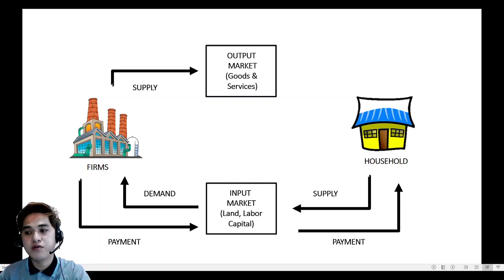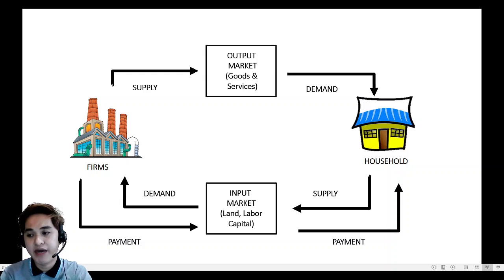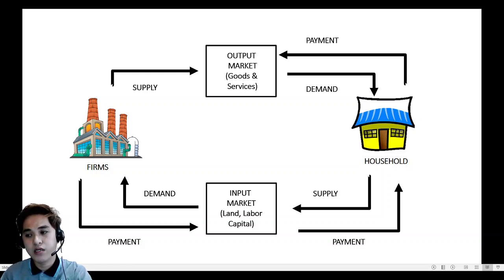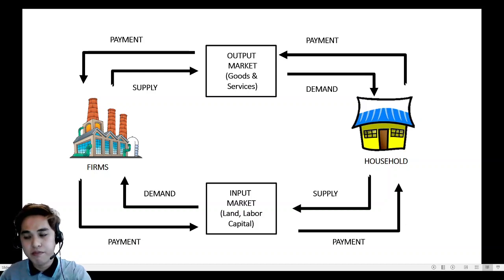Now, once the input turns into output, the firms will supply it to the output market, where in the same output market, the consumer will demand goods and services, or the final output for consumption. So in return for getting that final output, now the household will pay for those goods and services from its income nga nakuha niya sa firm. And then that payment will go to the firm as revenue and to earn profit. So what you see now here is the circular flow model of a simplified economy on how firms and household interact in the market.